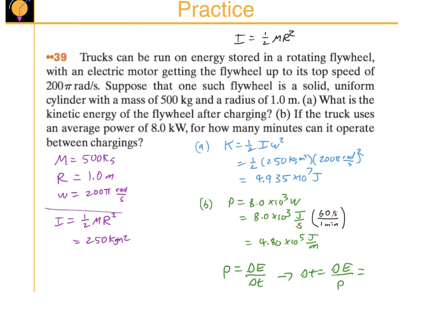And so the total energy is the kinetic energy stored in there. So I'm going to put in 4.935 times 10 to the 7 joules. That's the energy stored. And I'm going to divide by the power that it consumes, the rate at which it consumes it, 4.0 times 10 to the 5 joules per minute.